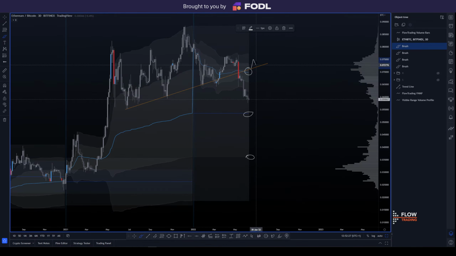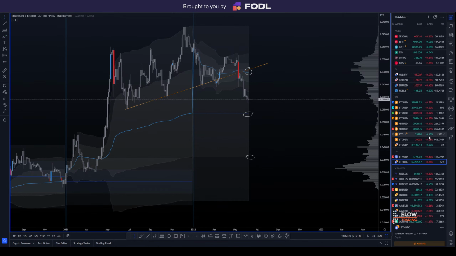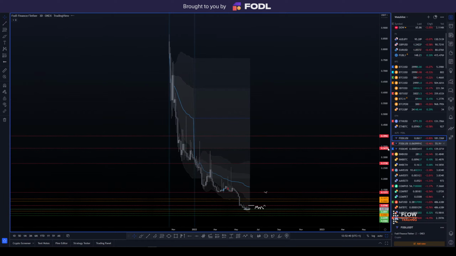Break above that and I think we've got a very good chance of going higher, but until then, this is resistance until proven otherwise. Okay, so that's the ETH BTC chart. There's nothing much else to add about that. So we move on to the DeFi coins in the lending markets. Basically, these are all the lending pairs, the trading pairs that are available on FODL.